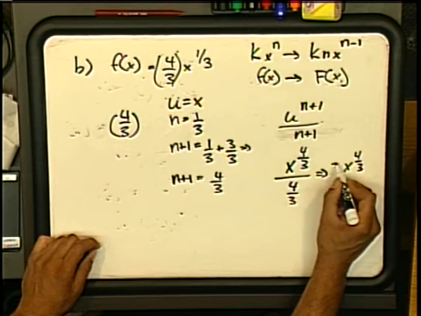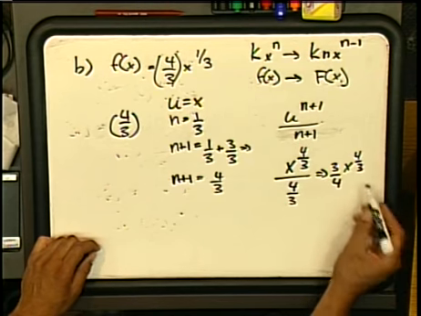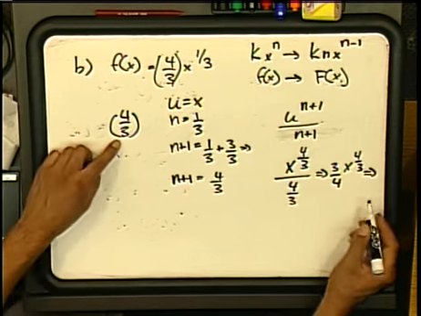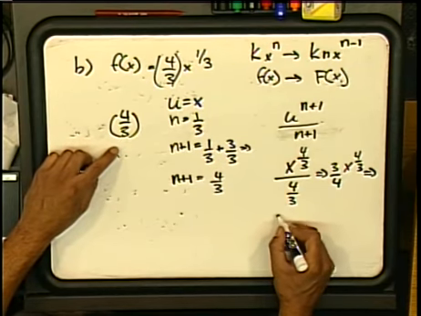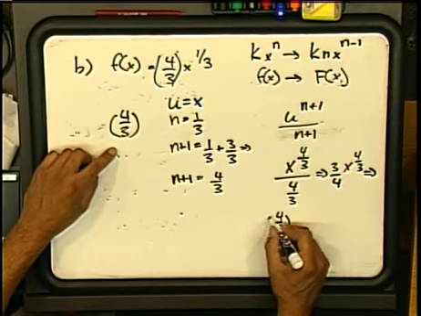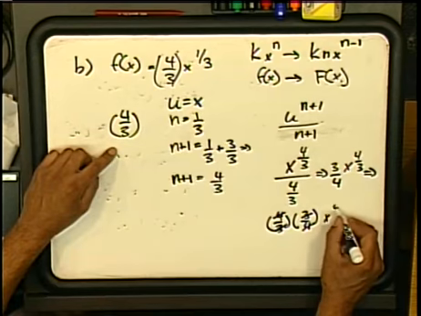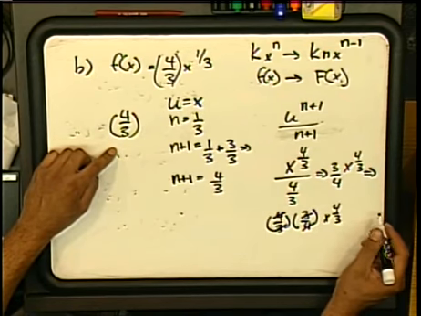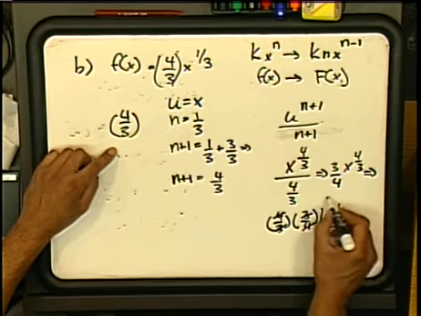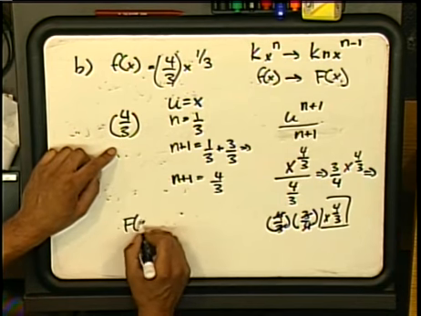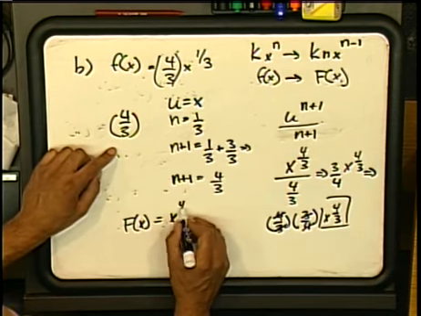x 3/4. Plug our constant term back in, which is 4/3, 3/4, which cancels out, x to the 4/3 is our answer. F of x equals x to the 4/3.